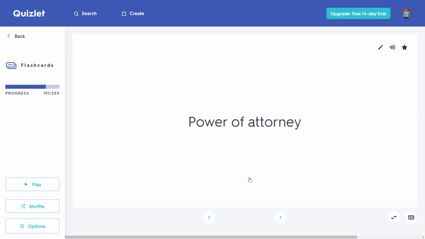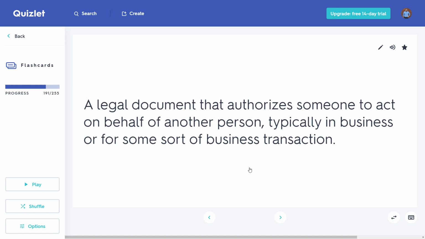What is a power of attorney? So here's a few seconds for you guys to think about this one. So I see this one as, obviously, sometimes people, how should I say this, get this mixed up with a couple other things, but a power of attorney is actually a document. It's a legal document that authorizes someone to act on behalf of another person, typically in business or for some sort of business transaction. So, remember we were talking about attorney in fact in our very first 50 definitions. Well, that would go hand in hand with this.